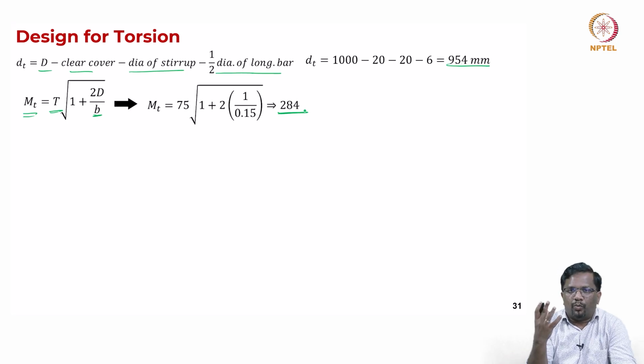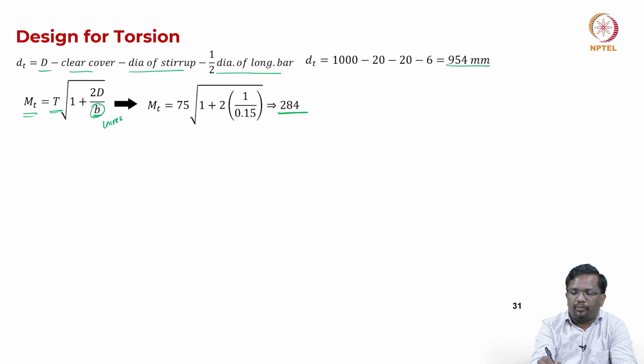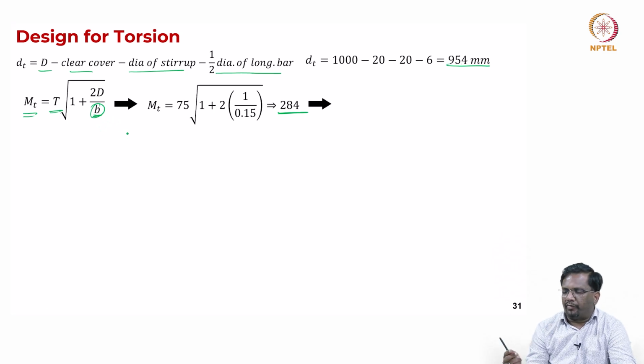You see here, only 75 kilonewton meter of torsion is getting manifested in the form of 284 kilonewton meter, which is roughly 4 times. So, when you convert torsion into an equivalent bending moment, the value will become very high if the width is less. One way I can reduce this MT is by increasing B. Increasing B will help me to reduce MT. But now that my section dimensions are fixed, I am going to go with whatever I have. Let us see what we get out of it.